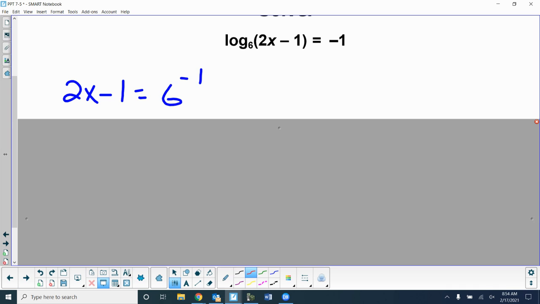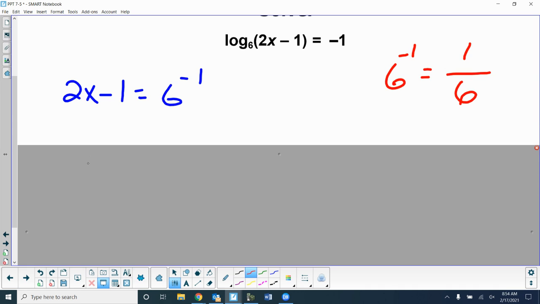Olivia? What's that fraction? What, 6 to the -1? Come on, peeps. What is that? What do we do with that exponent to make it positive? 1/6, yeah. Right? So what's 1/6 plus 1? 1 and 1/6, right?